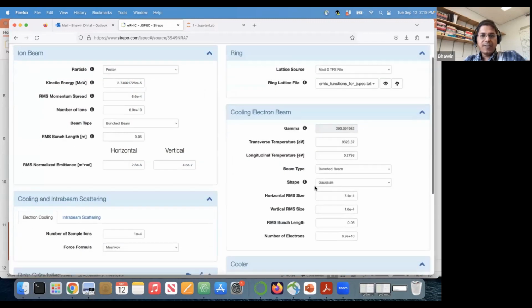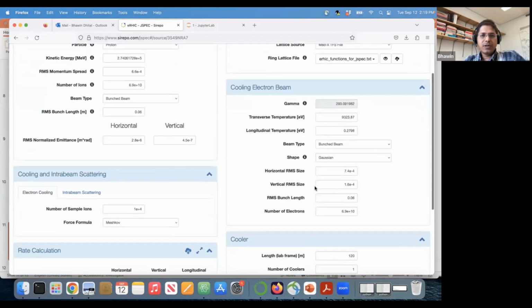After that, we have to give the input for the electron beam, and this gamma is 293, which corresponds to a 150 MeV electron beam, and the transverse temperature and longitudinal temperature in eV.